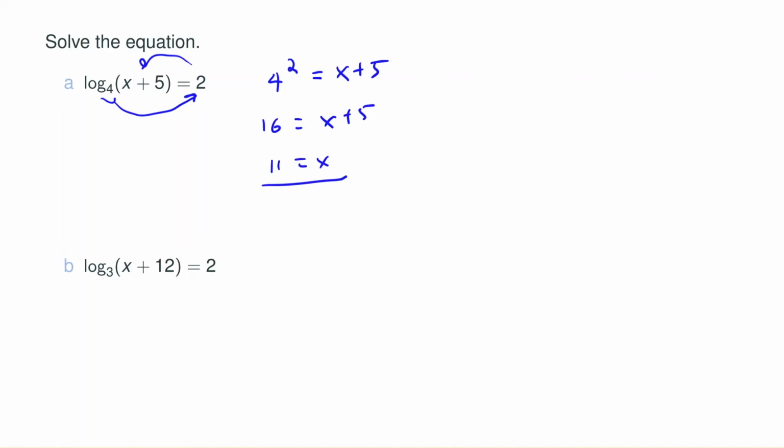So x is 11. But for log functions, it's very important to always check our answers. Can I plug 11 here and do I get a positive number inside of the log? It does, right? So we have to always check our answers. Sometimes you might not. So this works because 11 plus 5 is positive 16, right? But if one of the solutions gives us negative or 0 inside of the log, that is not part of the solution. So keep that in mind.